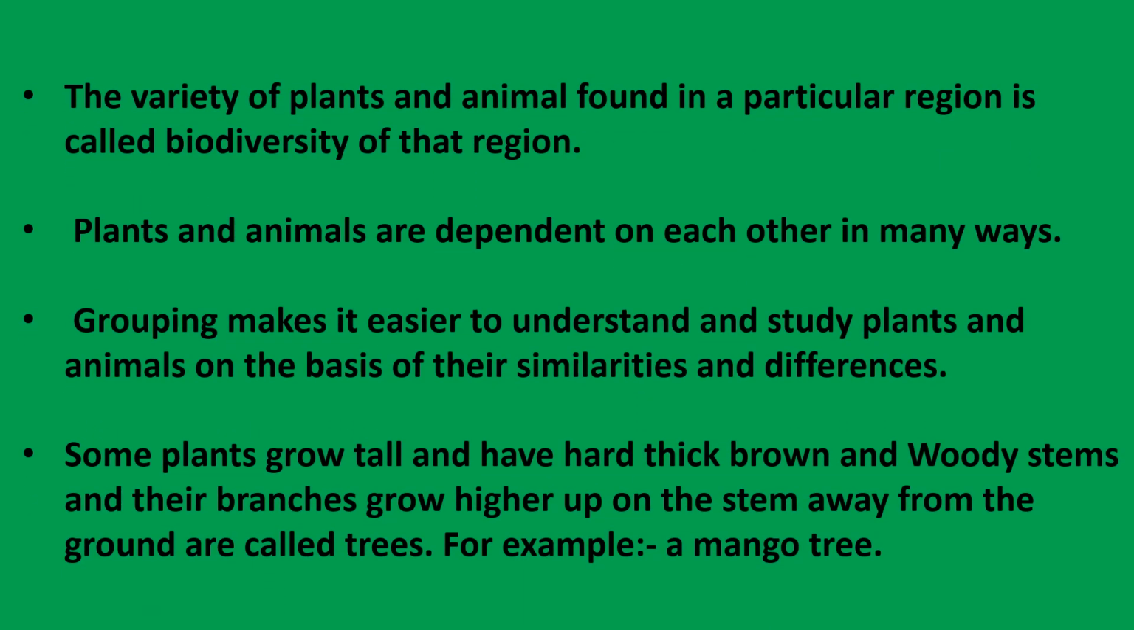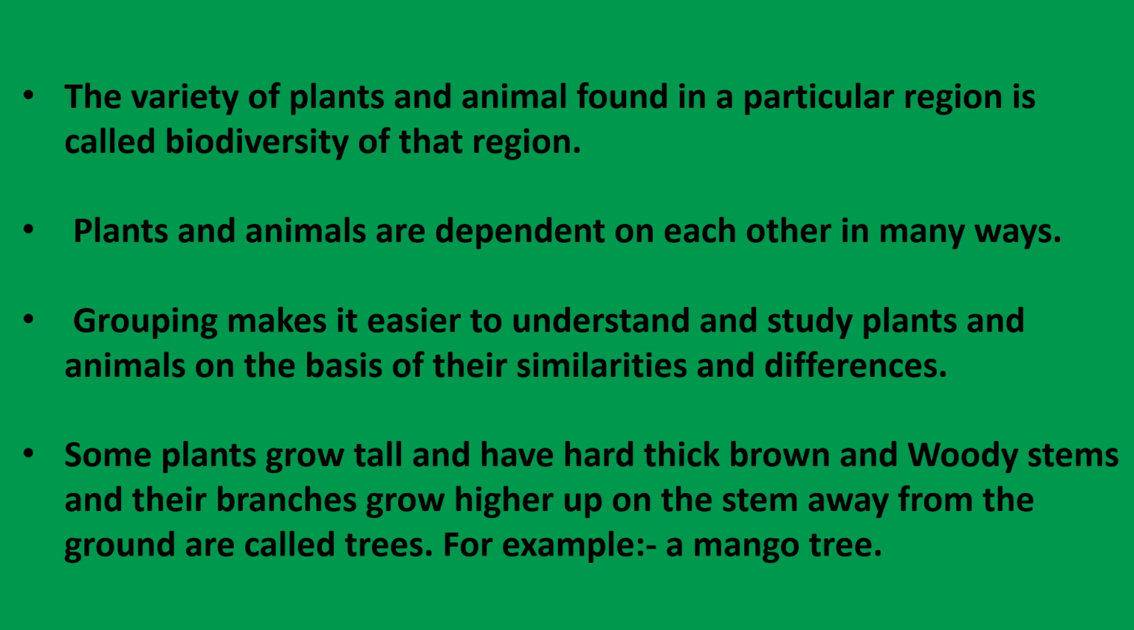The variety of plants and animals found in a particular region is called the biodiversity of that region. Plants and animals are dependent on each other in many ways. Grouping makes it easier to understand and study plants and animals on the basis of their similarities and differences.